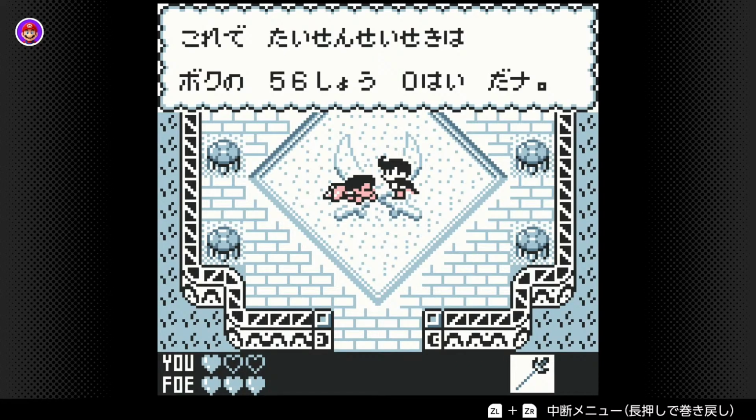Okay. Then he says, Kore de Taisen seiseki wa Boku no 56 shou 0 hai dana. Okay, we have first and foremost boku again, with the possessive particle no. And then we have numeral plus counters, technically. Let me take the physical dictionary to check if we can find them there.